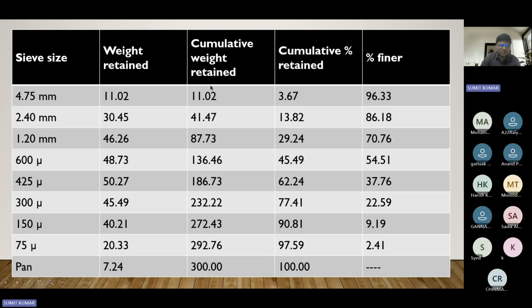Cumulative weight is nothing but, first of all, here 11.02. In this, 30.45 plus 11.02. Over here, 41.47 plus 46.26. And in this manner, we have written the entire weight. Hence, the total weight we have taken in the topmost sieve for the sieving is 300 gram. Right. Then we see the cumulative percentage retained. The cumulative percentage retained is 3.67%. So the percentage finer is 100 minus 3.67, that is 96.33, 86.85, 76.76, and so on.